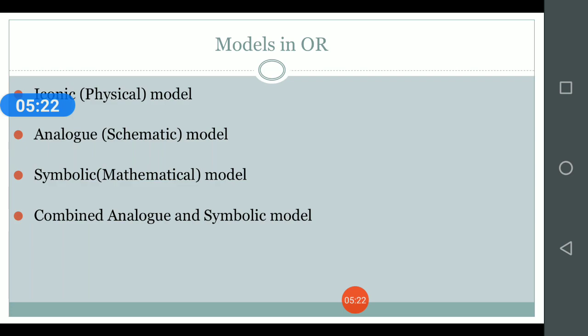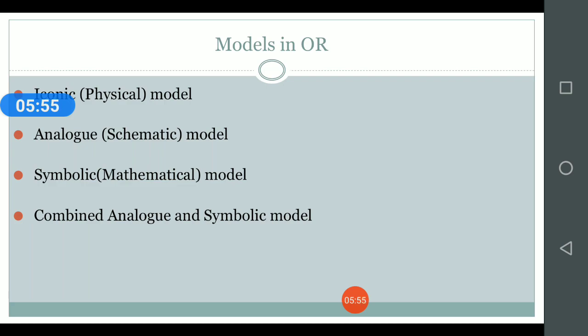Let's say, for example, a builder wants to construct a particular building or develop a society, and he creates a small three-dimensional model of that society. That can be called an iconic or a physical model. Another example could be a toy plane used to understand the functioning of an aeroplane; that toy plane can be called an iconic model of the aeroplane.